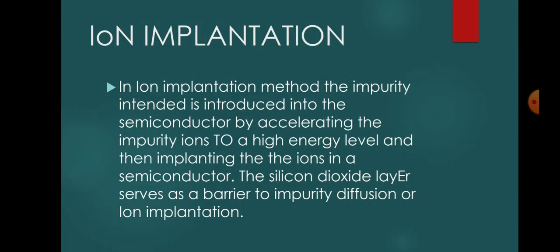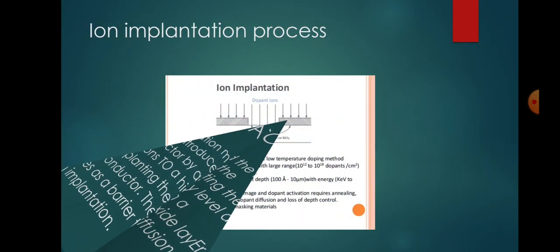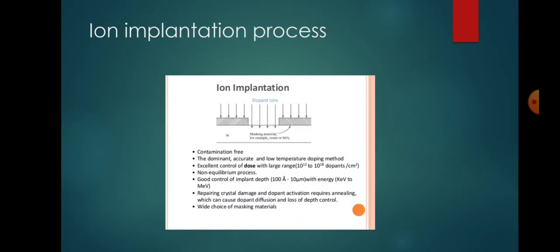In ion implantation, the intended impurity is introduced into the semiconductor by accelerating the impurity ions to a high energy level and then implanting the ions into the semiconductor. The silicon dioxide layer serves as a barrier to impurity diffusion or ion implantation. After the diffusion or ion implantation process, the p-n junction is formed. Due to lateral diffusion of impurities or lateral straggle of implanted ions, the width of the p region is slightly wider than the window opening. So this is what we have discussed in the ion implantation process.